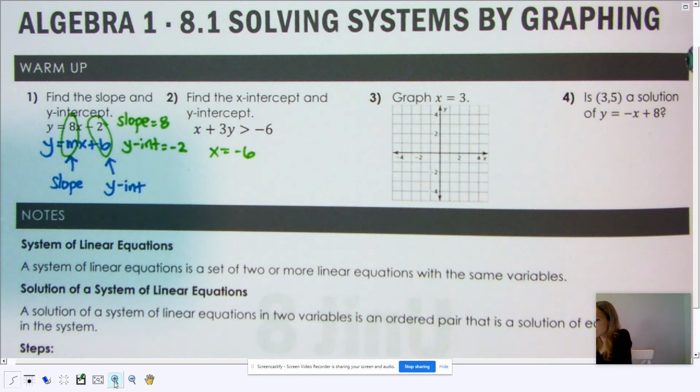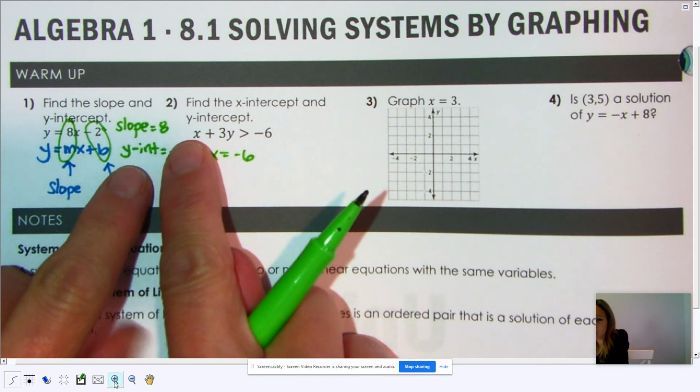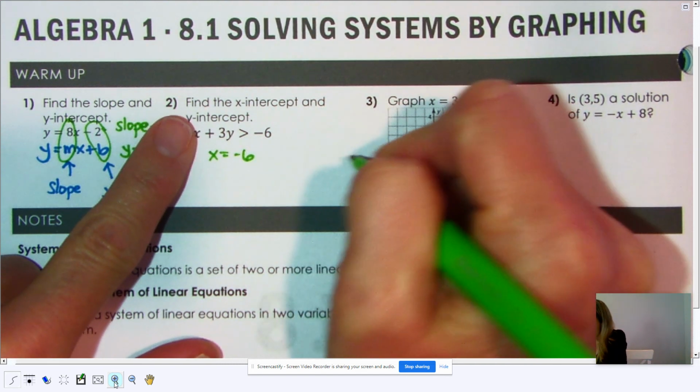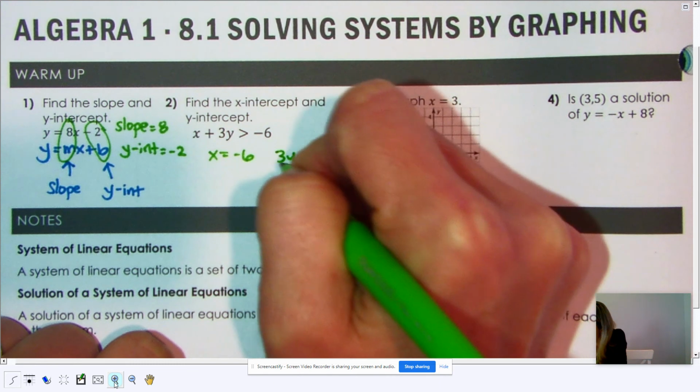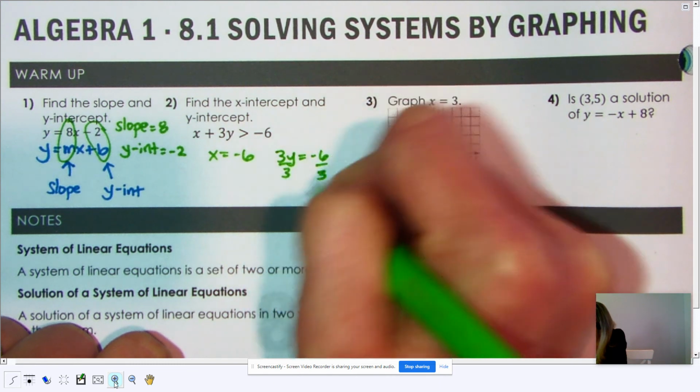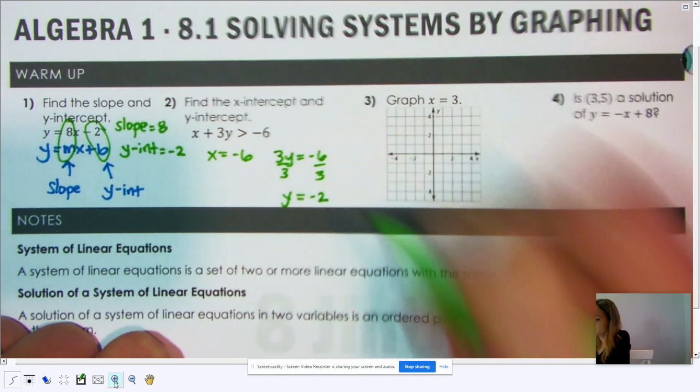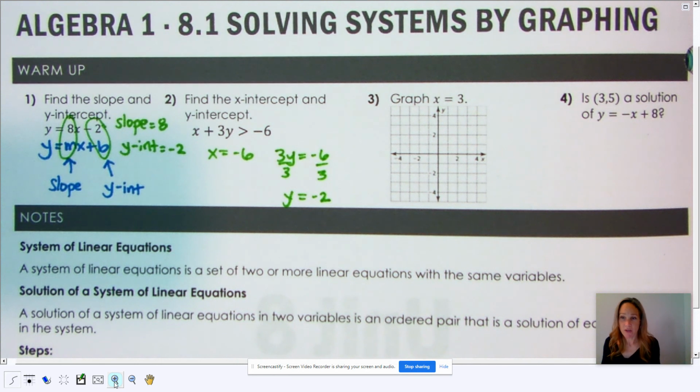We're going to do the same thing for y. I'm going to put a 0 for the x, so that essentially is going to go away. So I have 3y is equal to -6. Divide by 3, so y is equal to -2. So we found the x and y intercepts. We're done.